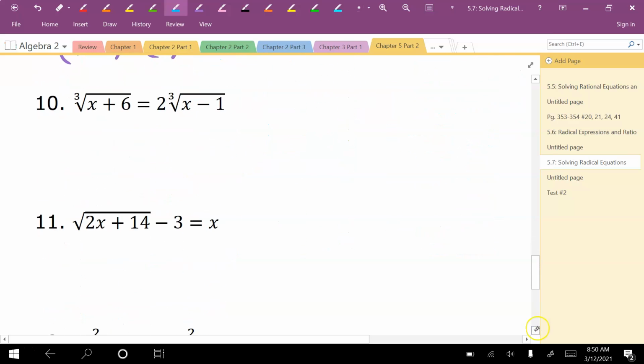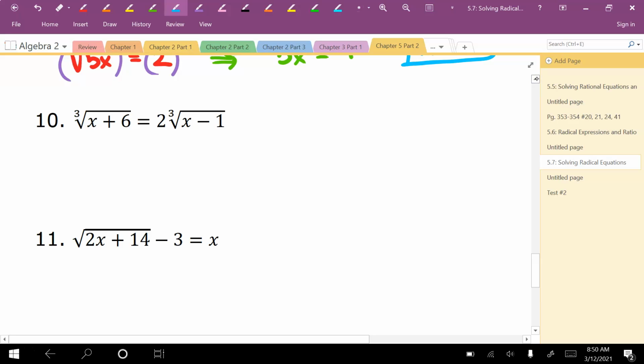All right, so I'm going to give you guys a couple minutes to try to do 10 and 11. And I'm just going to tell you guys for 11, I would move that 3 over first. So I would rewrite 11 like this: square root of 2x plus 14 equals x plus 3. Then try to get rid of that square root sign. So I'm going to give you guys a couple minutes here to try to do 10 and 11.